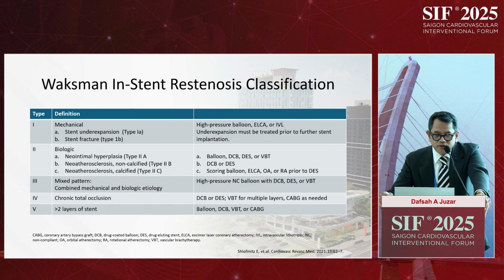For CTO, maybe we should have multiple layers. Maybe you should think about CABG. For more than 2 layers, then, of course, as you mentioned, I think you should consider CABG, as you know that restenosis will be very high.